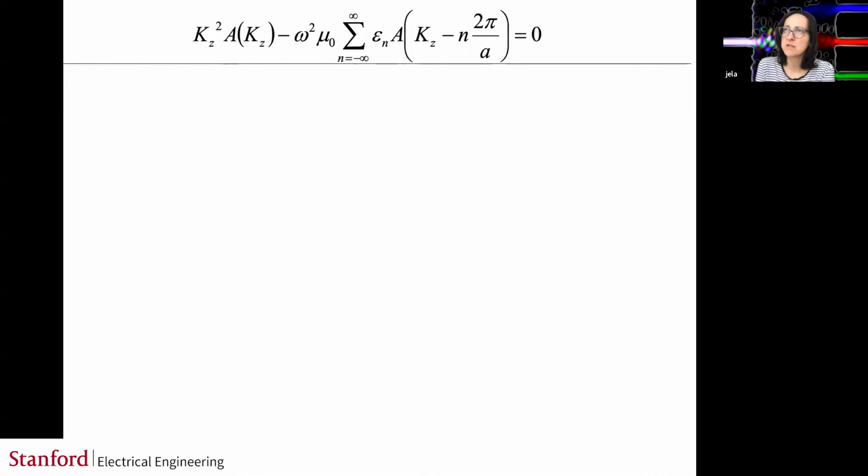So by the way, what should be the first Brillouin zone for a one-dimensional periodic structure in k-space? What is the first Brillouin zone?